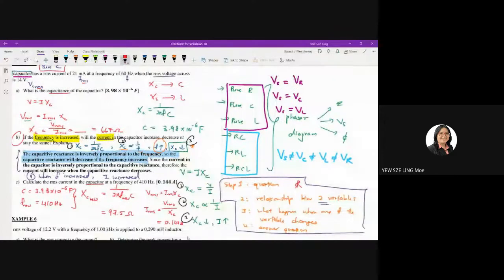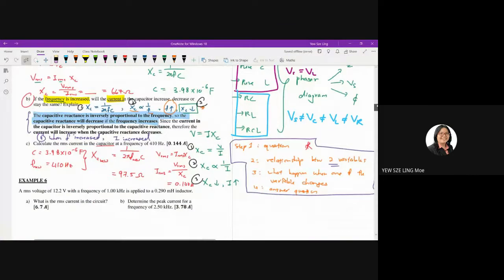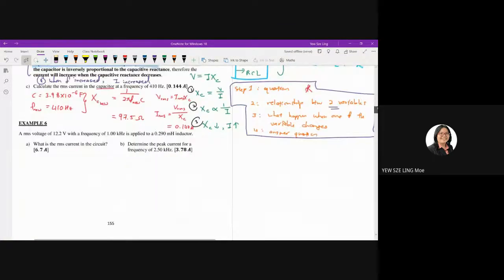Okay. So I hope you're still with me, because you need to understand all this basic before we proceed to the combination circuit. I go through a bit slowly because I want to make sure all of you understand.